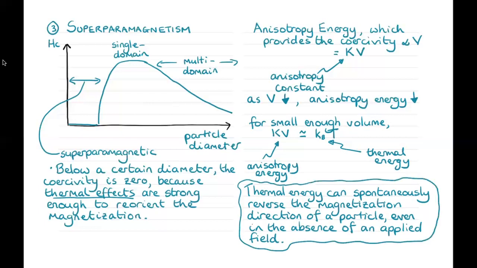And so in this regime, the thermal energy flips spontaneously the magnetization. There's no tendency for the magnetization to be oriented along one particular direction or the other. And so it's behaving like a paramagnet, like a non-magnetically ordered system. Of course, the size of the magnetic moment is the size of the magnetic moment of the whole particle. So it's very large. It's like a paramagnet with a giant magnetic moment, and hence the name superparamagnetism.